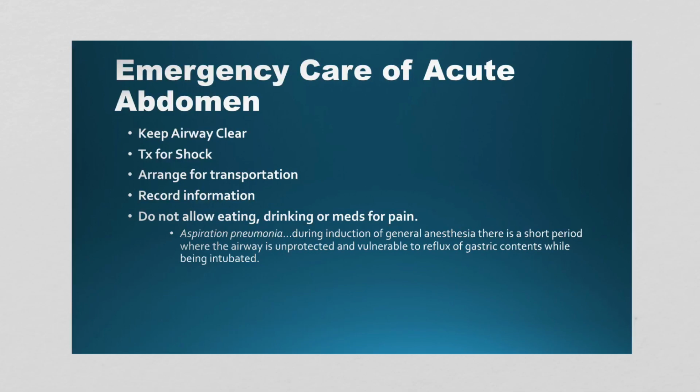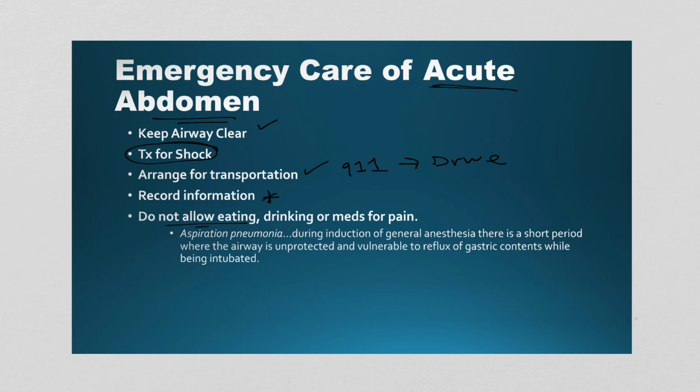So all in all, anytime we have an acute injury to the abdomen, the big thing is keeping the airway clear. A key thing is treating for shock, especially with the risk of systemic infection. Want to arrange for transport, most often call 911, but if it's even more emergent, maybe drive to the ER. Record information, always everything that you've done.